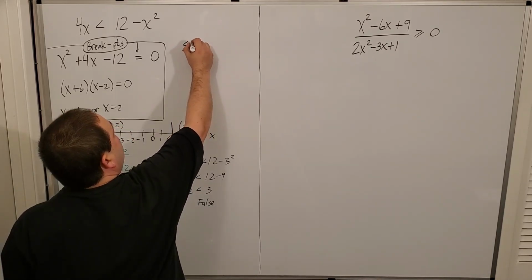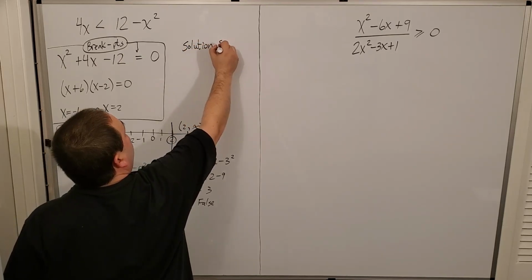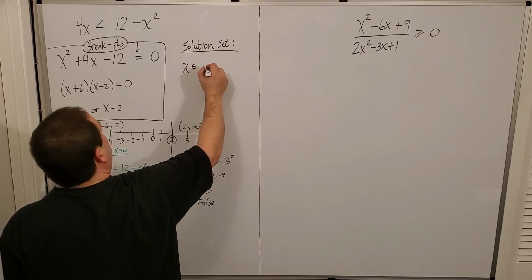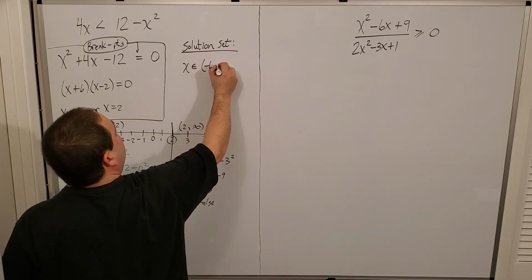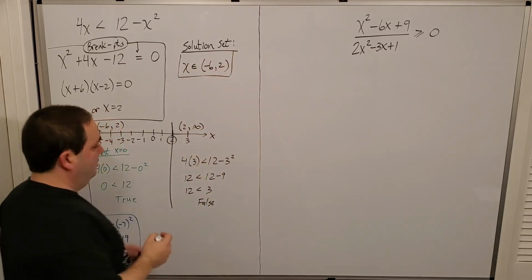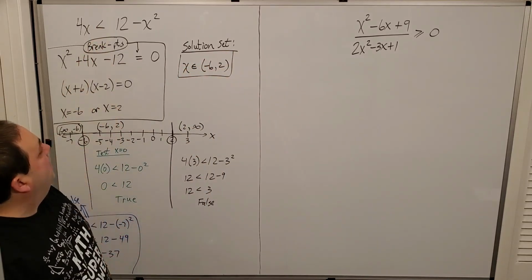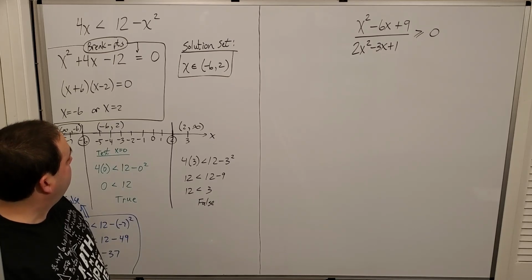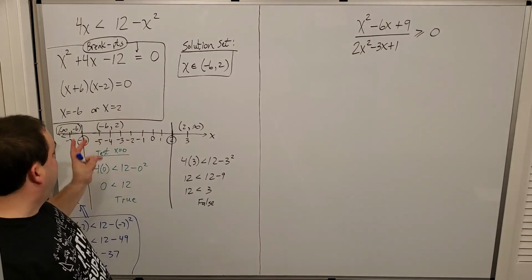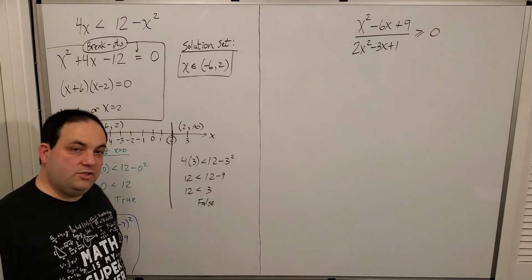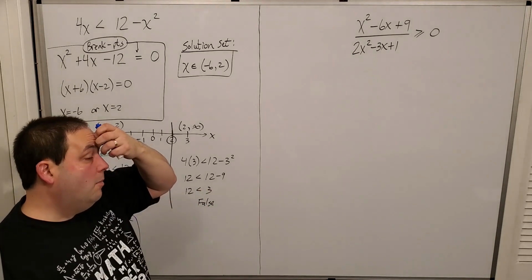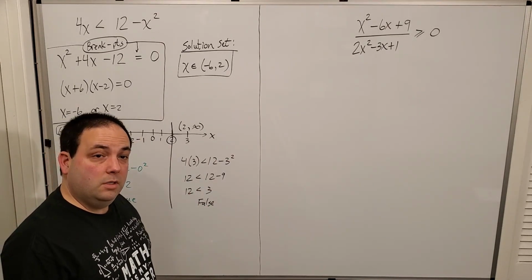So my solution set is where x is an element of the interval from -6 to 2. Notice no brackets because no equal sign. So we find the breakpoints. Those breakpoints give me sections. I test each section, right? That's the advanced technique for solving most of your nonlinear inequalities.